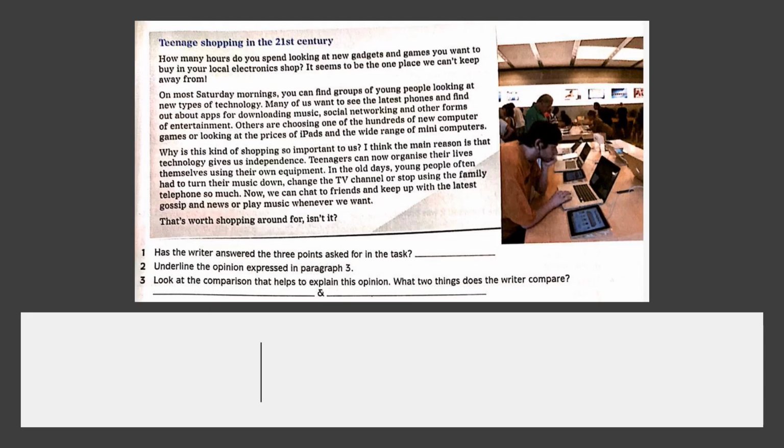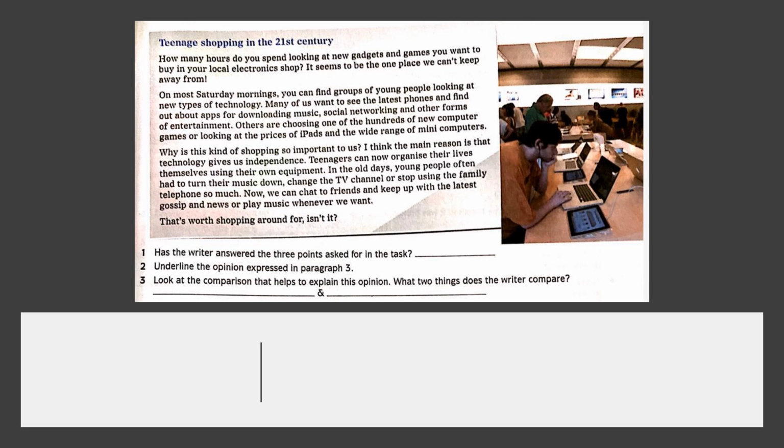Now this is the sample of written article based on task 3. Remember that an article must have a title, and the title here is Teenage Shopping in the 21st Century. Now before we read through this article, let's look at the questions. Question number 1. Has the writer answered the 3 points asked for in the task? Okay, let's go through the article later on.